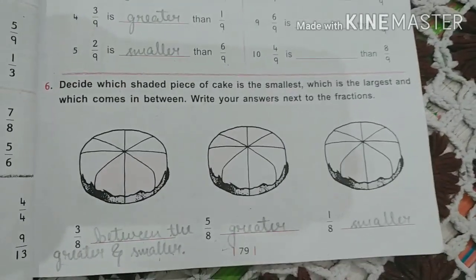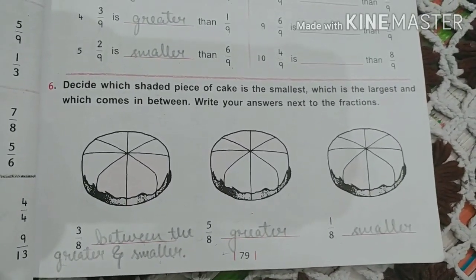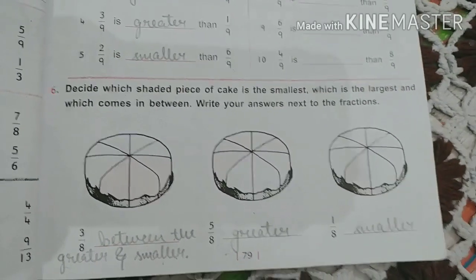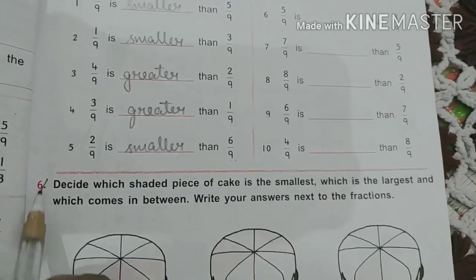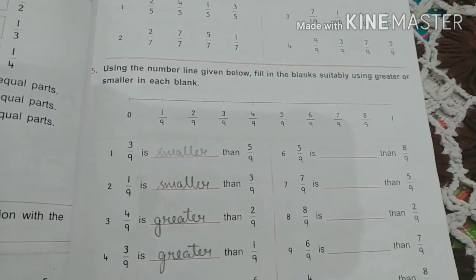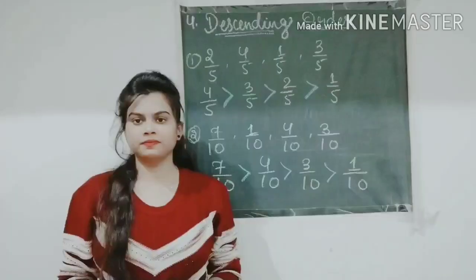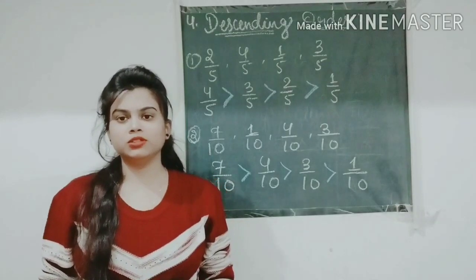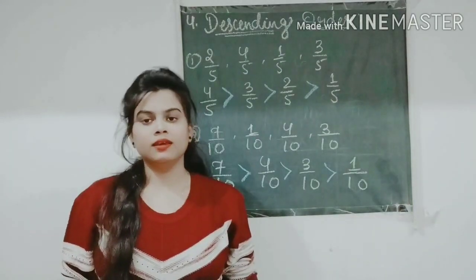Understood? Like this you have to write it in your textbook, and don't write this question in the notebook. Rest all the questions you have to write in your notebook as well as in your textbook. So now I hope you all have understood how to compare fractions, right?